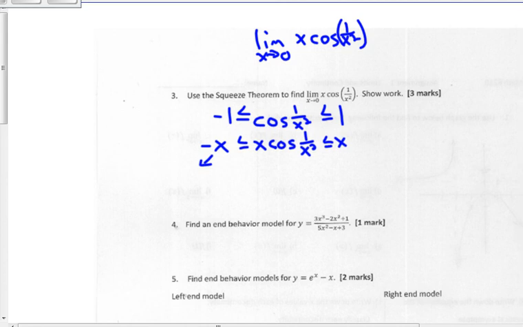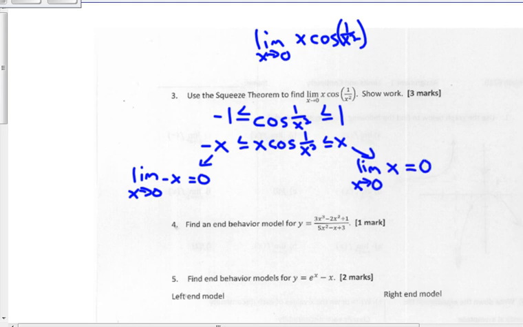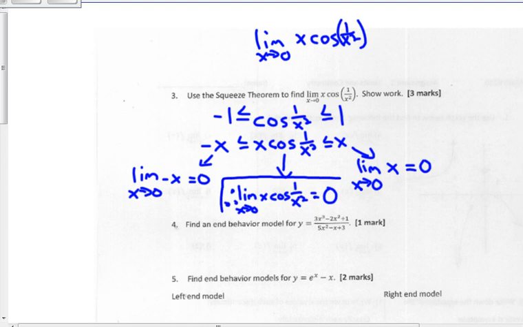Obviously, I can't substitute in 0 because that would be cosine of undefined. But I can evaluate the limits that are on the side. So as x goes to 0, negative x becomes 0. As x goes to 0, x becomes 0. Therefore, this thing is sandwiched in between 0 and 0. It must be 0 as well. Okay. And that's the kind of justification we want to see.